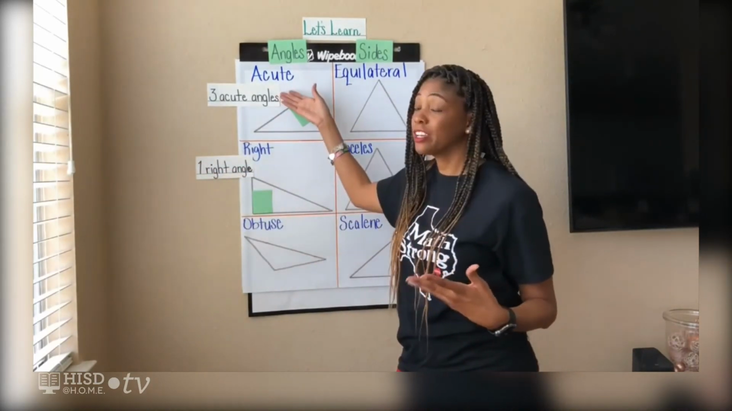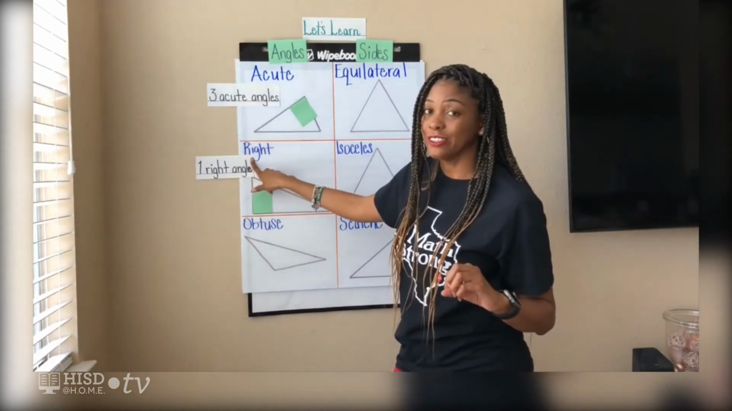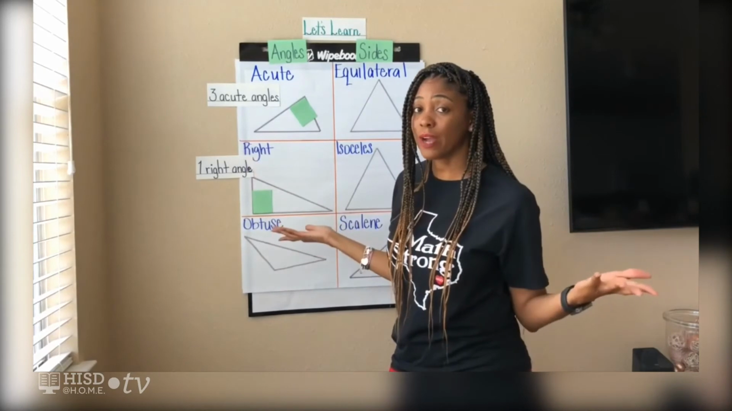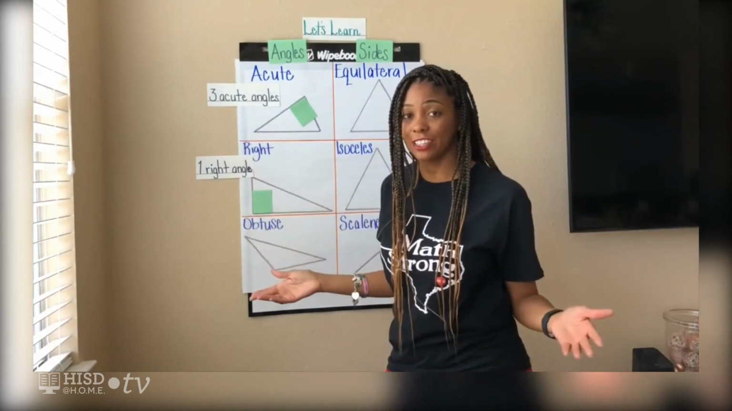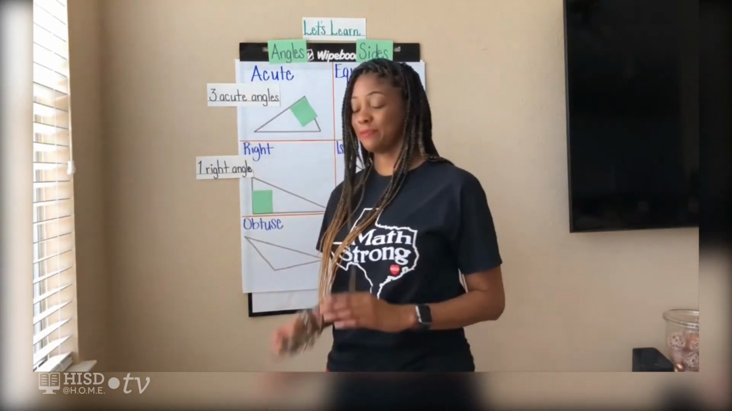So an acute triangle has 3 acute angles. But in a right triangle, they only need one. One right angle, and it's a right triangle. Pretty simple. Let's talk about this last one.